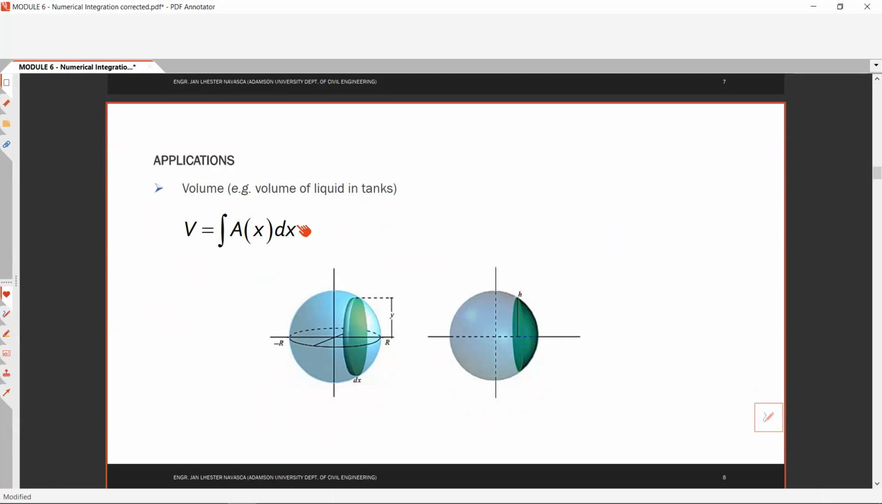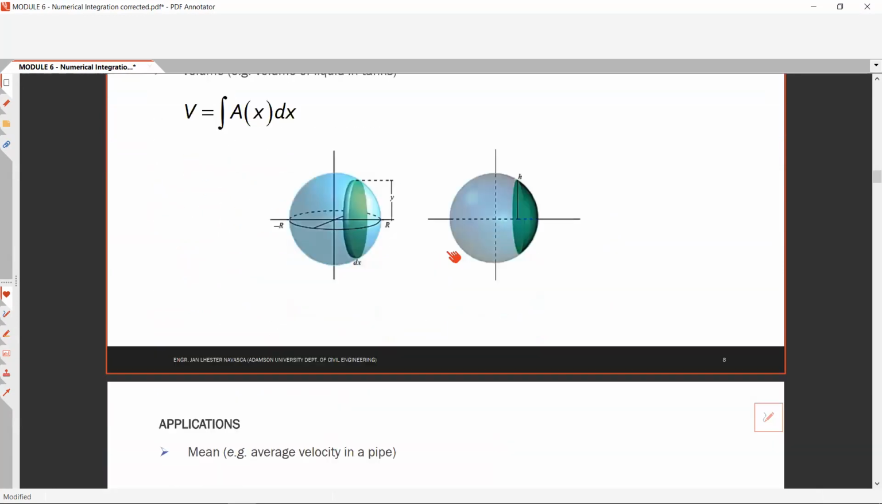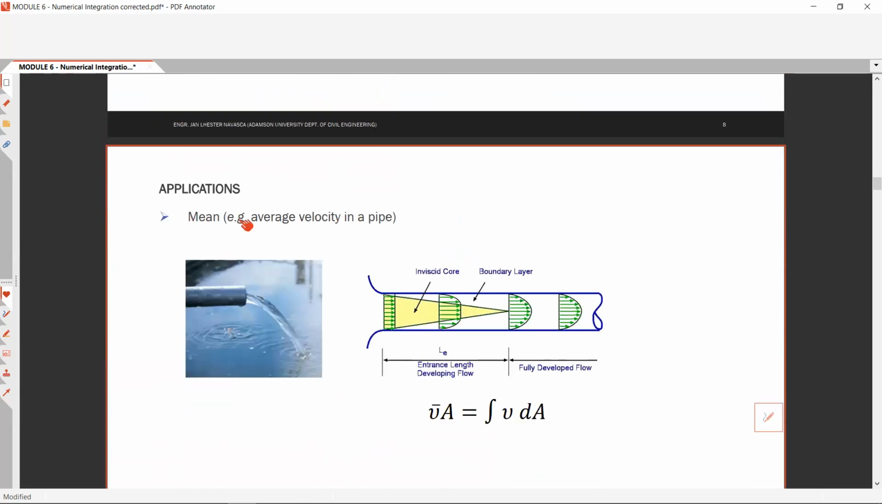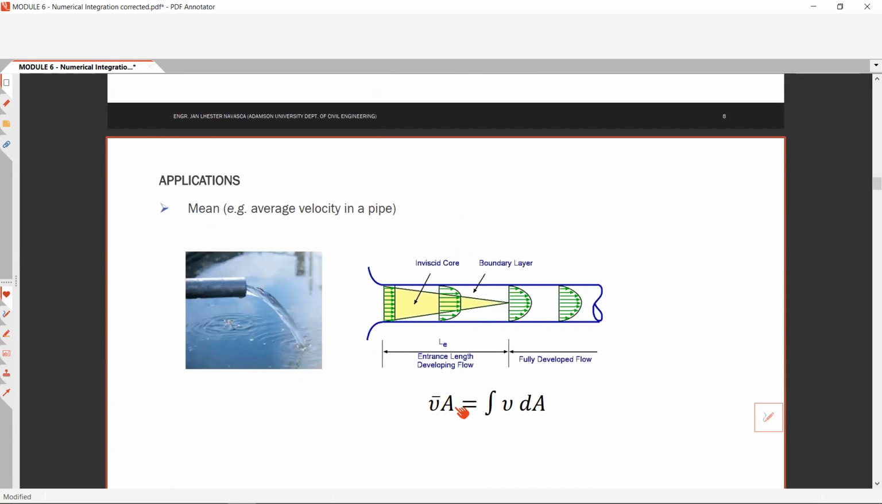So that is the volume in a liquid tank. Another example is to find the average velocity in the pipe. The average velocity times area is equal to the integral of the infinitesimal velocity times the infinitesimal area.